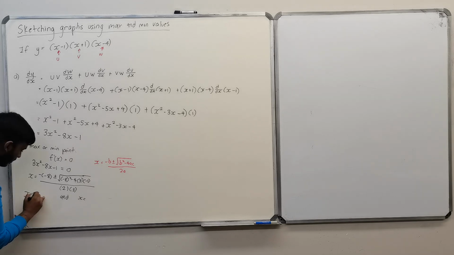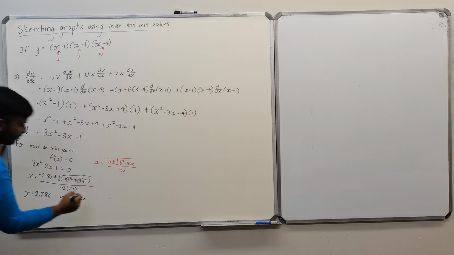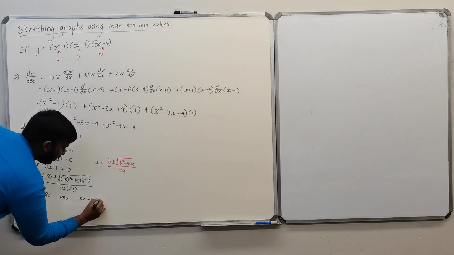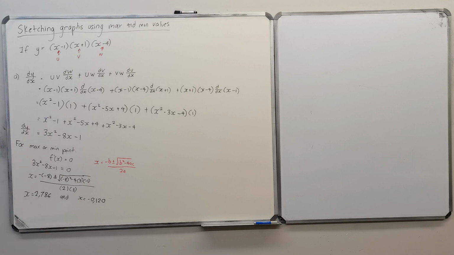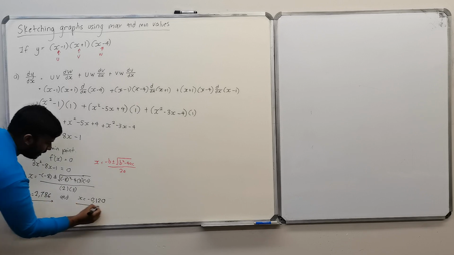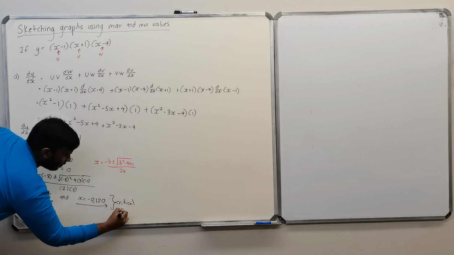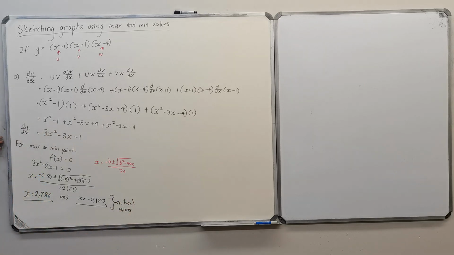2.786. 2.786. And then just go back to where you have this plus sign and make it a negative sign. Minus 0.120. Yeah, that's right. Okay. So these are your, what are these known as? These are your critical values. Okay? Cool.